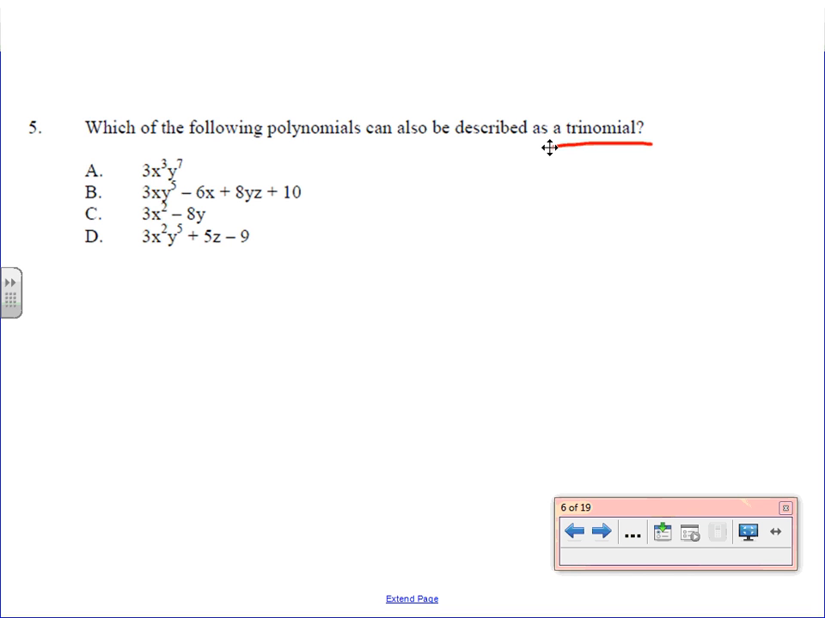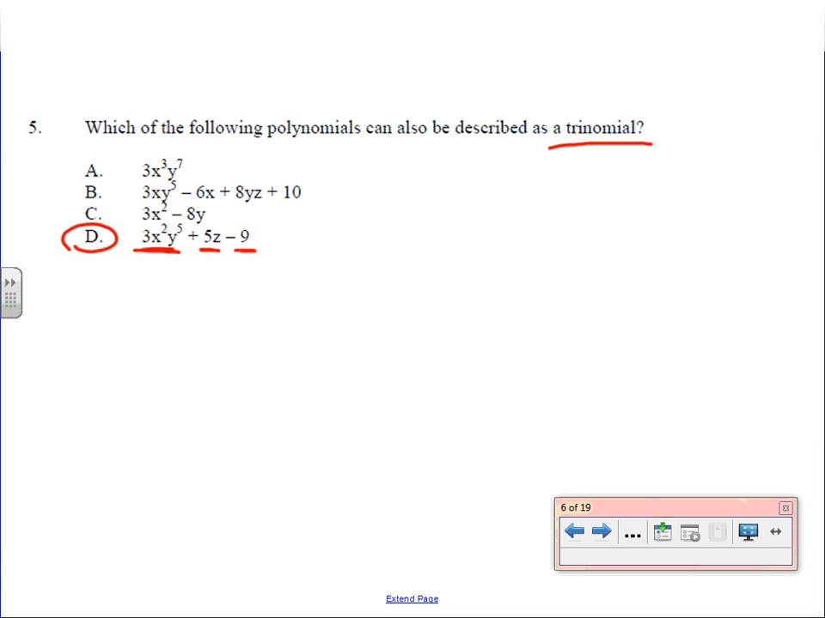A, B, C, or D, guys? Which one has 3 terms? D. That is correct. This is the trinomial. It has 3 terms. This is the first term. There's the second term. There's the third term. It's the plus and minus sign that separates the terms.